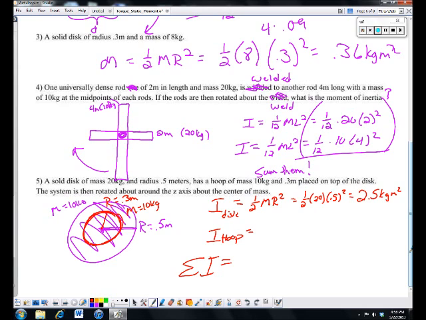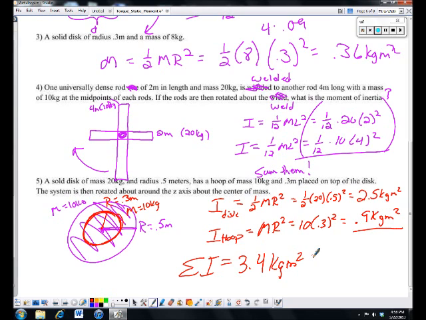Second one, I of the hoop, m r squared. It's going to be an m of 10 times 0.3 squared. So 0.3 squared is 0.09, and 10 times 0.09 is 0.9 kilograms meters squared. So what's my sum? 3.4 kilograms meters squared.